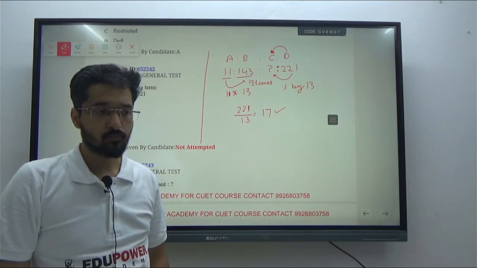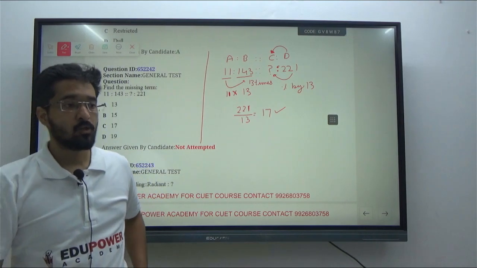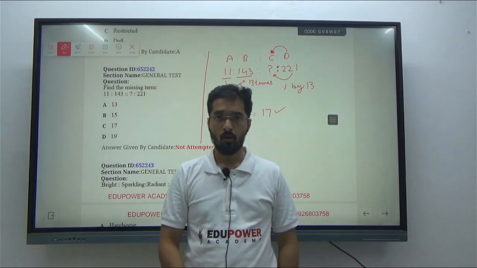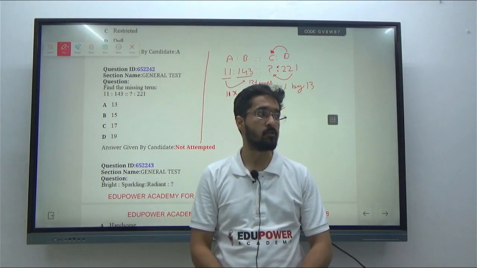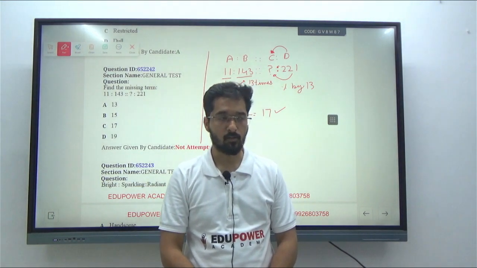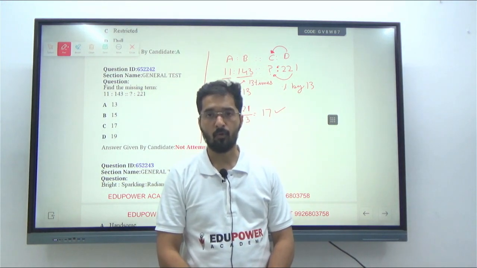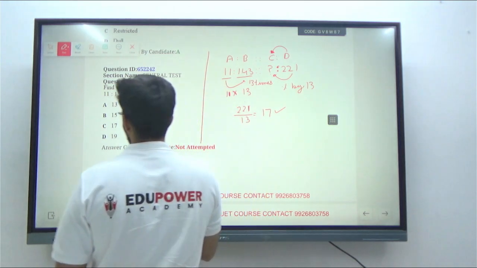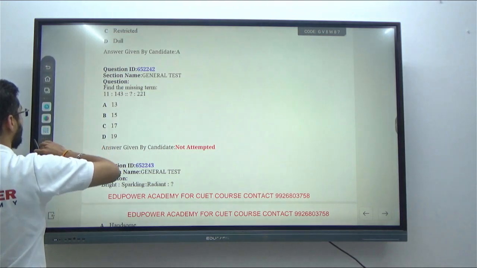Right? The answer is 17. So this is your demo class of general aptitude logical reasoning. If you enroll for our course, you will get live online classes by top educators of India, and recorded videos for all the online classes which you can view any number of times. Study material will also be provided, with 3500 plus MCQs.